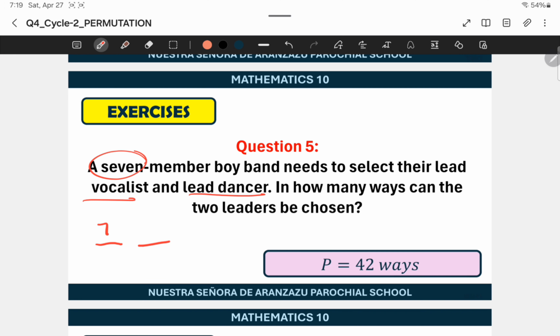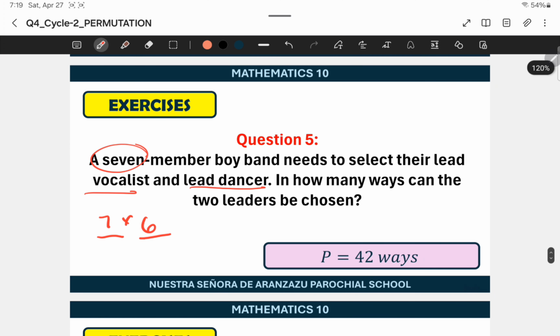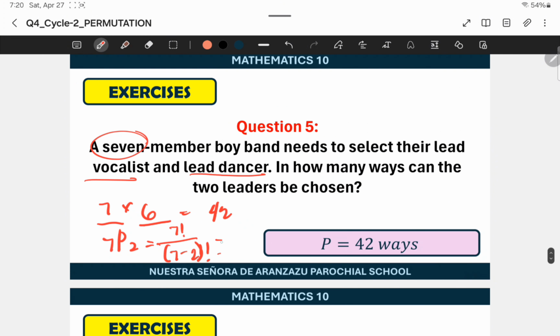Now, let's say, so, yung isang member, siya na yung lead vocalist. So, ilan na lang yung option mo for the lead dancer? So, there's only 6. So, that is 7 times 6, that is 42. Or, it is the same as 7p2. And using the formula number 2, so that is 7 factorial over 7 minus 2 factorial. So, that is 7 factorial over 5 factorial, and that is equal to 42.